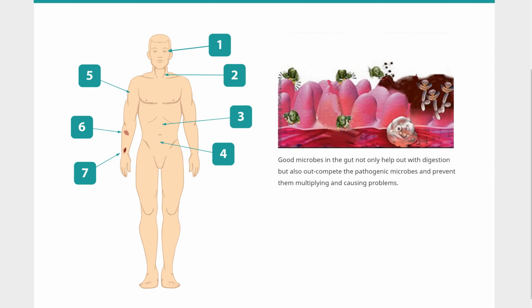good microbes in the gut not only help out with digestion, but they also compete with the pathogenic microbes and prevent them multiplying and causing problems. So we do actually have natural bacteria already in our gut assisting us with digestion. So they're the 4 boxes on the right hand side of the body. Pause the video and make sure you filled those in.